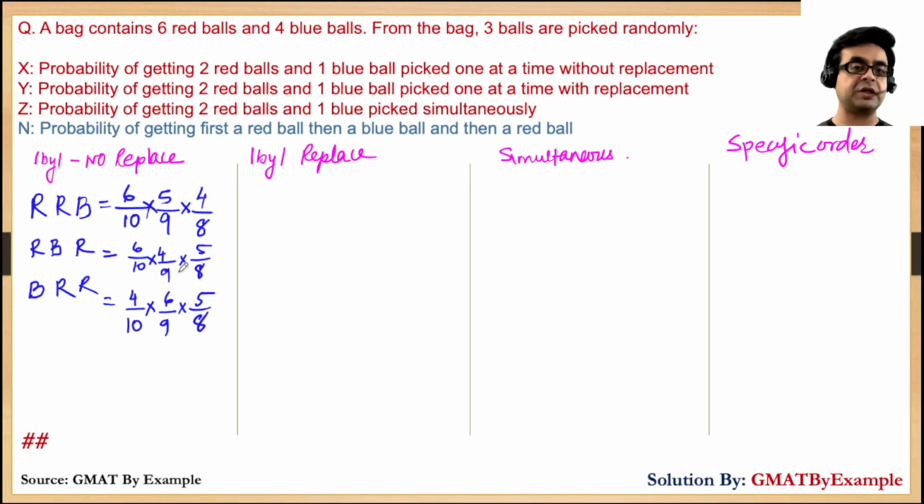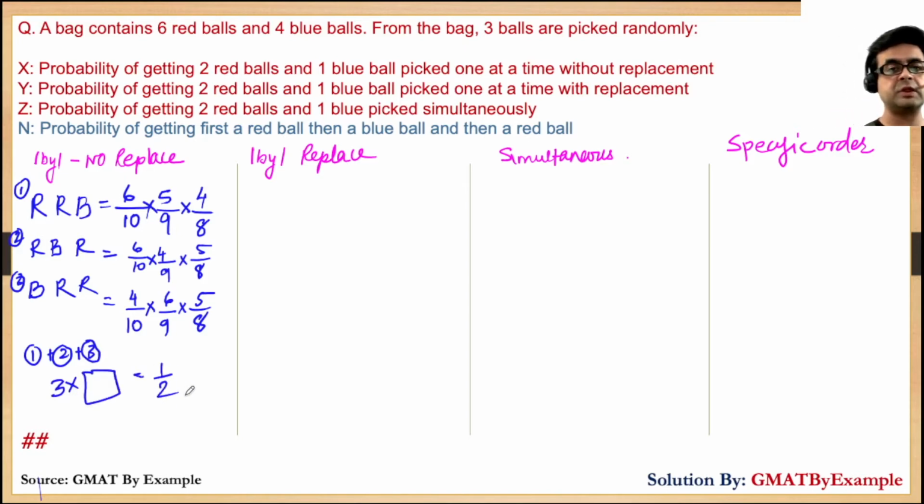In each of the cases, they are basically the same probabilities, and that makes sense. Why would the probability of RRB be any different than BRR when you are picking the balls? So that gives me the addition of these three possibilities, which would be 3 multiplied by this number, and that gives you 1 by 2 as my overall probability of getting 2 red balls and 1 blue ball.